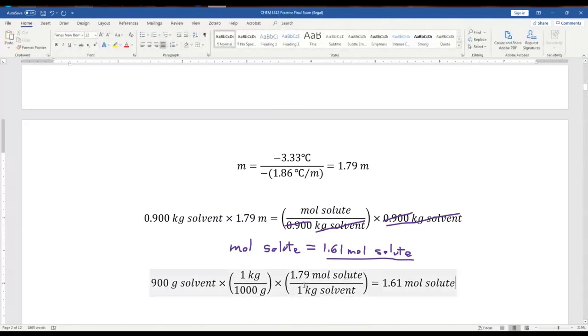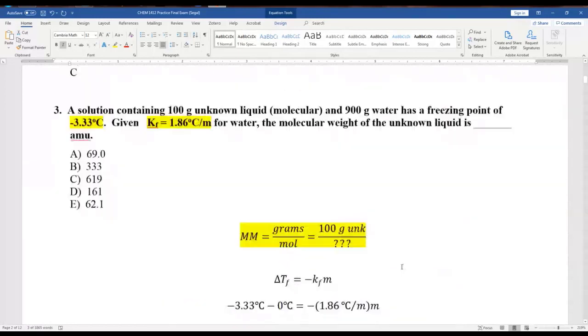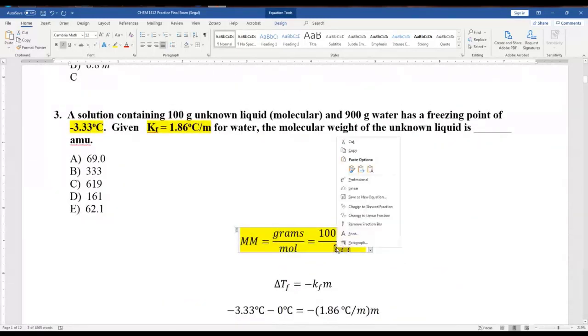So if you like the conversion factor way, you can definitely do it. If you want to just use the molality formula down here, you can use that as well. Whatever works best for you, whatever makes it easier for you, go ahead and use that. So I now have 1.61 moles of solute. I can pop that up here.